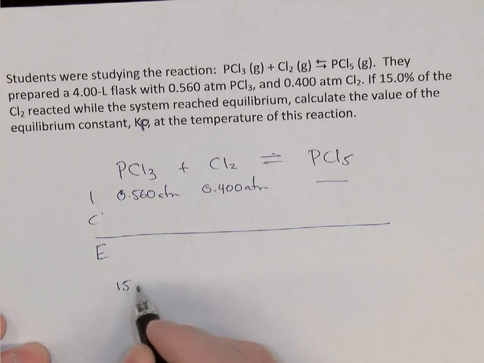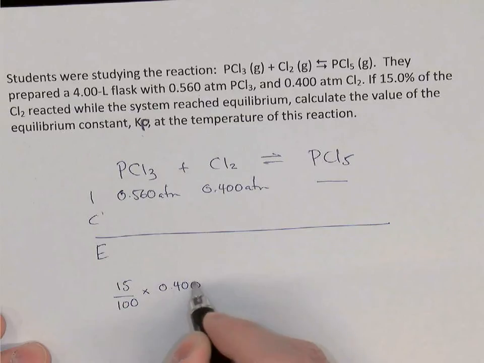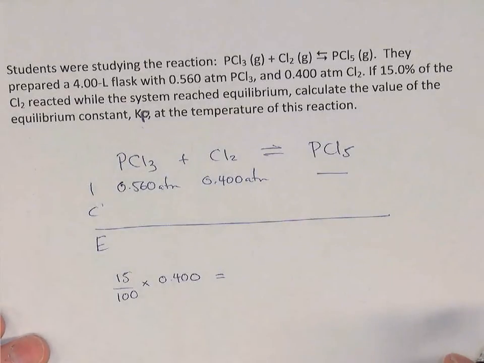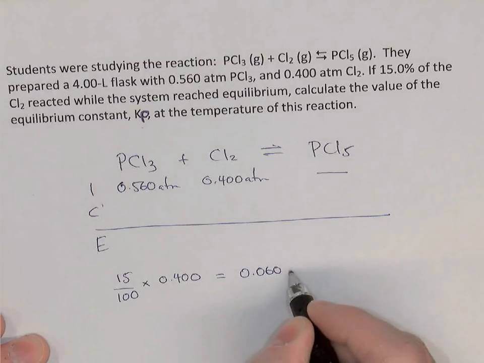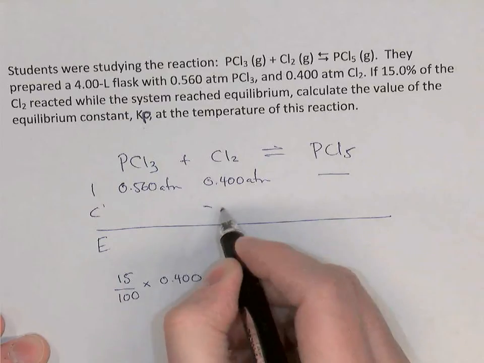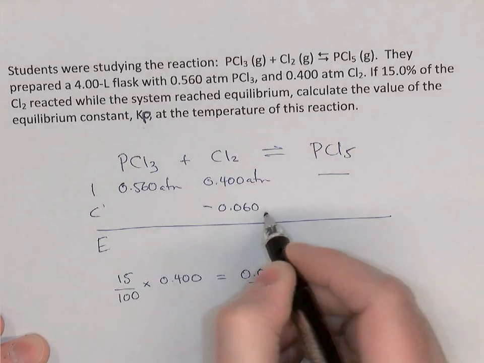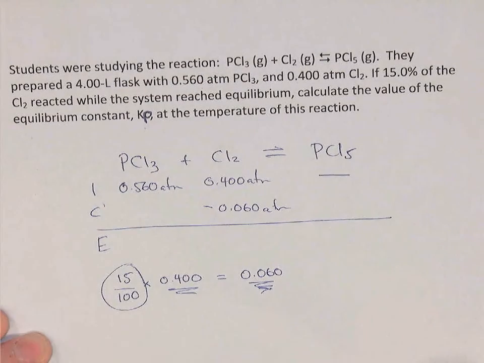All I'm going to do is like a grade 7 or 8 math question, 15%, 15 over 100, of the original amount, 0.400. I could do some mental math. 10% of 0.4 is 0.04, so 5% is 0.02, and therefore 15% would be 0.06. And you can also grab a calculator to do that. So the chlorine must have lost 0.060 atmospheres, which is 15% of its starting amount.